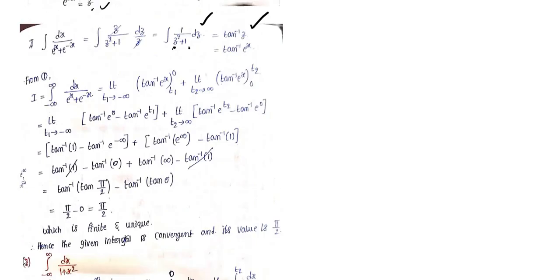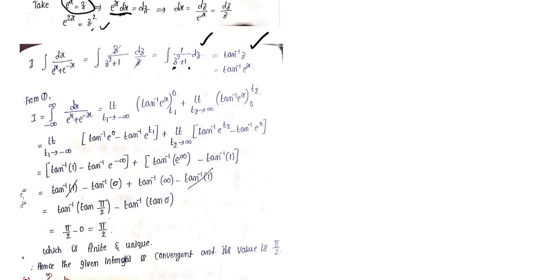So finally I got the value of integration dx by e power x plus e power minus x as tan inverse of e power x. Substitute this value in equation 1. Then RHS becomes limit t1 tends to minus infinity tan inverse of e power x, limits are t1 to 0, plus limit t2 tends to infinity tan inverse of e power x, limits are 0 to t2.